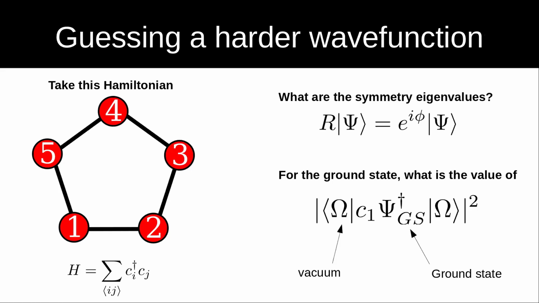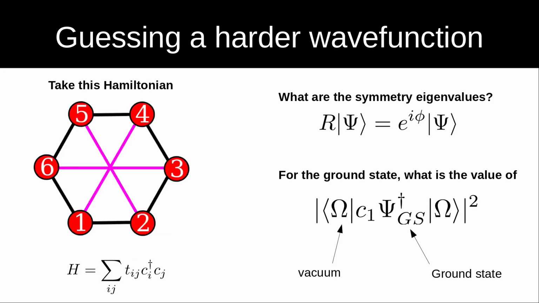And if I now ask you, well, what is the actual value of the correlator that you see over there? So C1 and the lowest energy state dagger over the empty state, then you can very easily see that this is actually going to be 1 over 5, because of course this is a model with 5 sites. So in this way, you can actually guess both the wave functions and some expectation value just by looking at the symmetry of the Hamiltonian without actually having to do any calculation whatsoever.